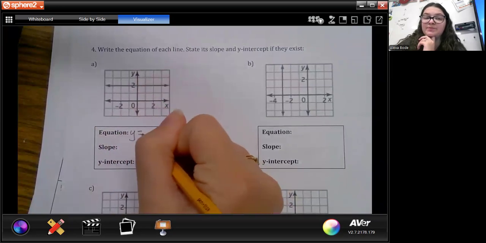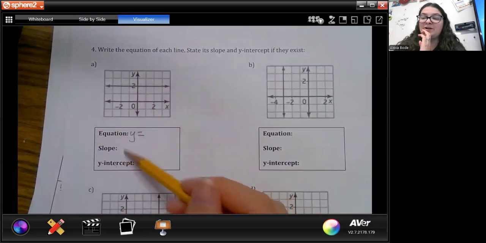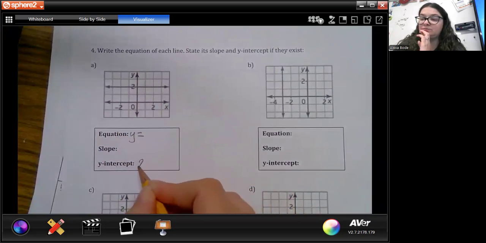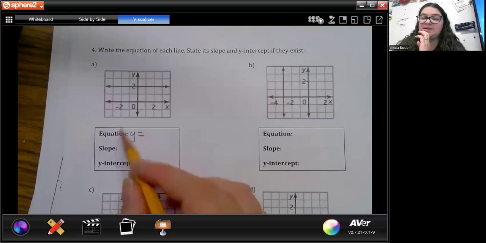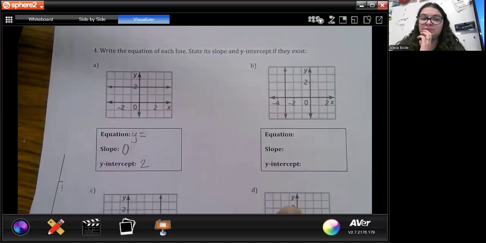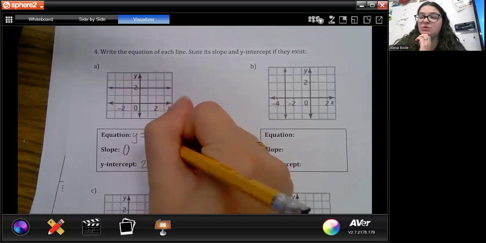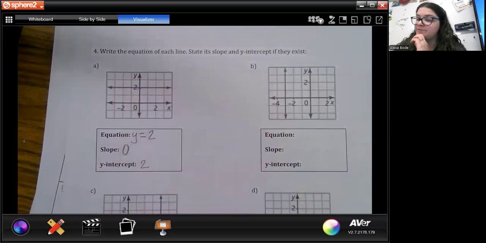y equals, because it's crossing the y-axis. Then my y-intercept is 2. And because it is horizontal, my slope is 0. So a horizontal line is going to be y equals 2, where it crosses that y-axis.